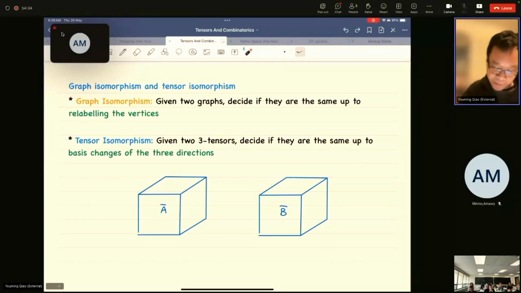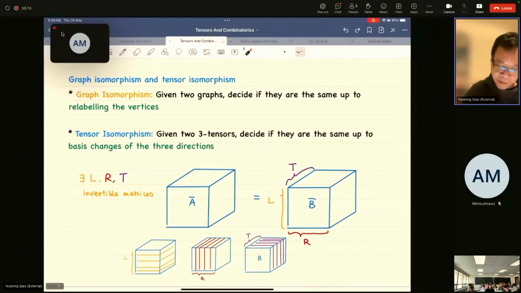Because you have 3 directions, you can do linear combinations in this direction. Namely, you have the horizontal slices, and you do linear combinations of the horizontal slices. Similarly, you have the vertical slices, and you do linear combinations of the vertical slices. And finally, you have the frontal slices, and you do linear combinations of the frontal slices. After these invertible basis changes, you want to know whether these 2 cubes of numbers become exactly the same.